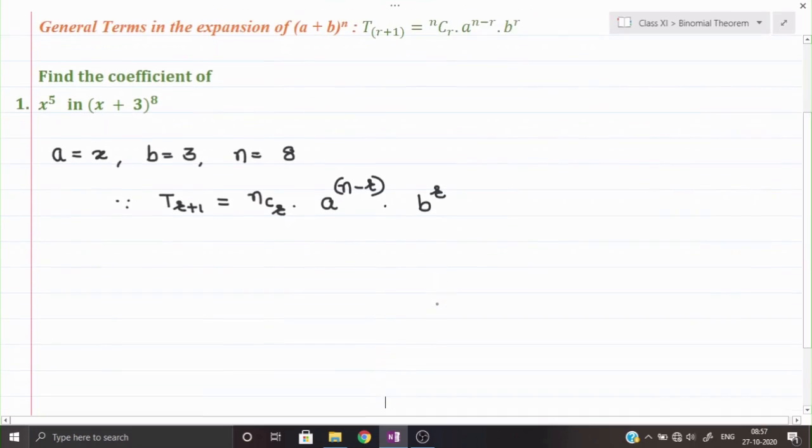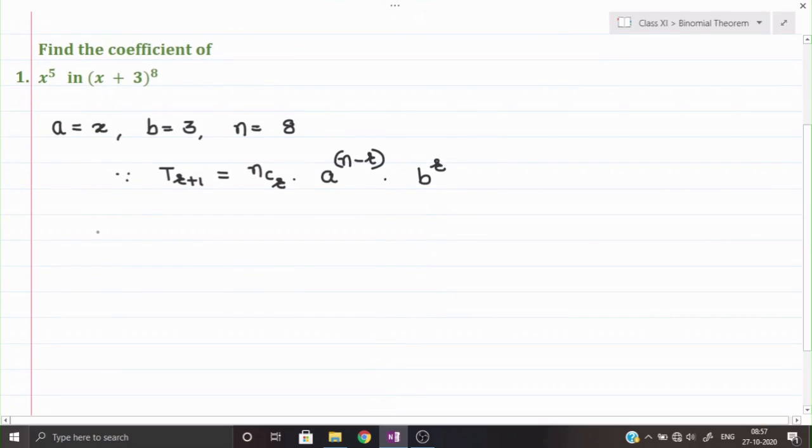So if I put up the values, T(r+1) I am keeping as it is right now, is equal to 8Cr into x to the power n minus r, means it will be 8 minus r, into b, that is 3 to the power r. Okay, so this is our equation number 1, we can say. We can refer to it later if required.